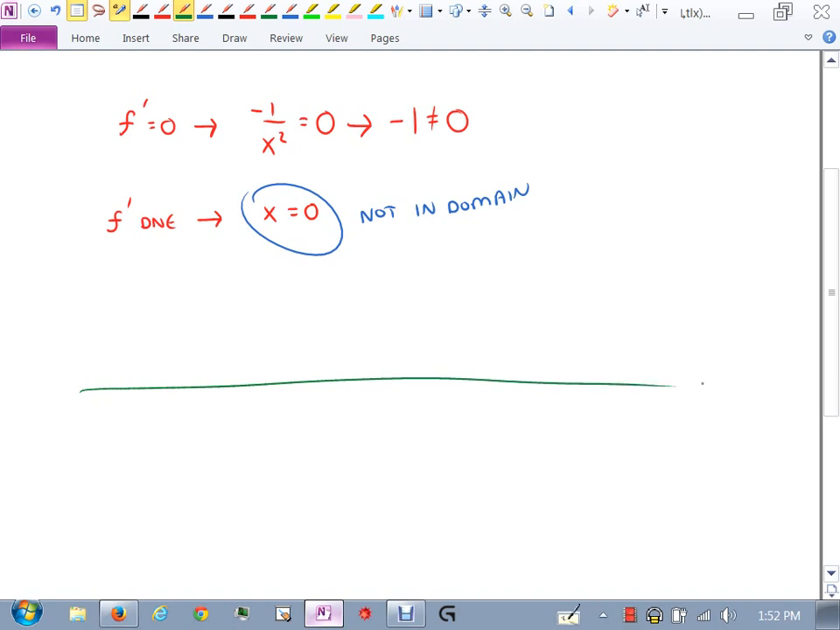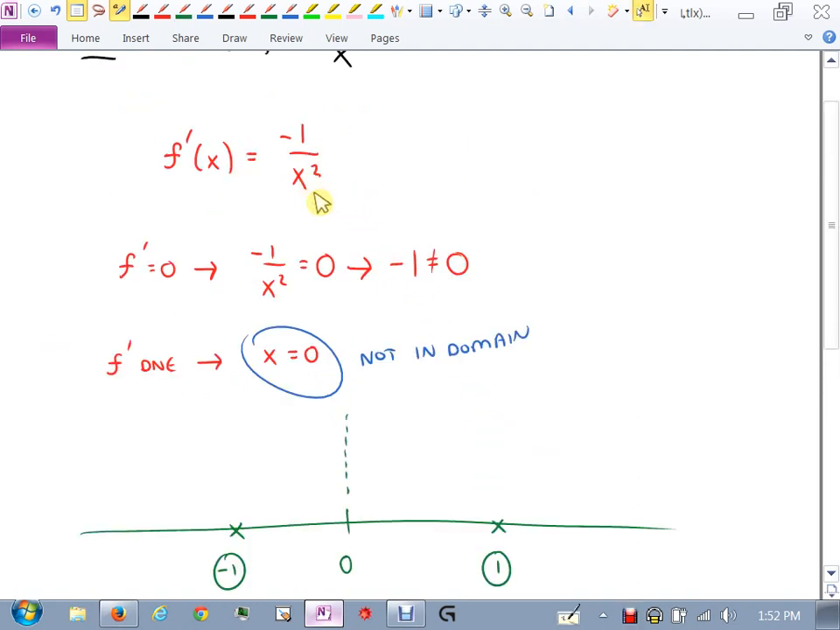Here's my number line. Here's my partition at 0. I pick something to the left and to the right. Is it going to matter? Let me see. I'm plugging in negative 1 and 1. What happens when you plug negative 1 into this? Doesn't matter. It's going to get squared, right? So you get negative 1 over a positive number. So it's going to be negative. Same thing's going to happen on the other side, right?